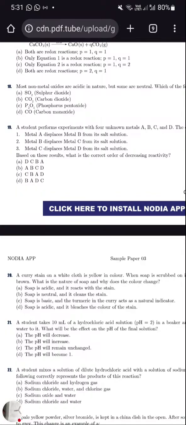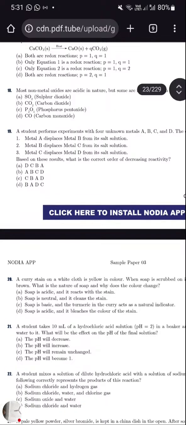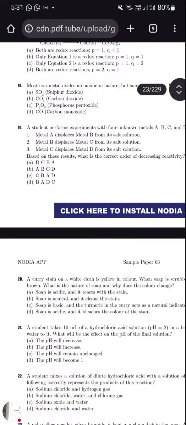19th one. No answer, 19th one. Okay, 19th question you need to answer now. 18th already done, carbon monoxide you gave it. 19th one is B, decreasing order of reactivity.